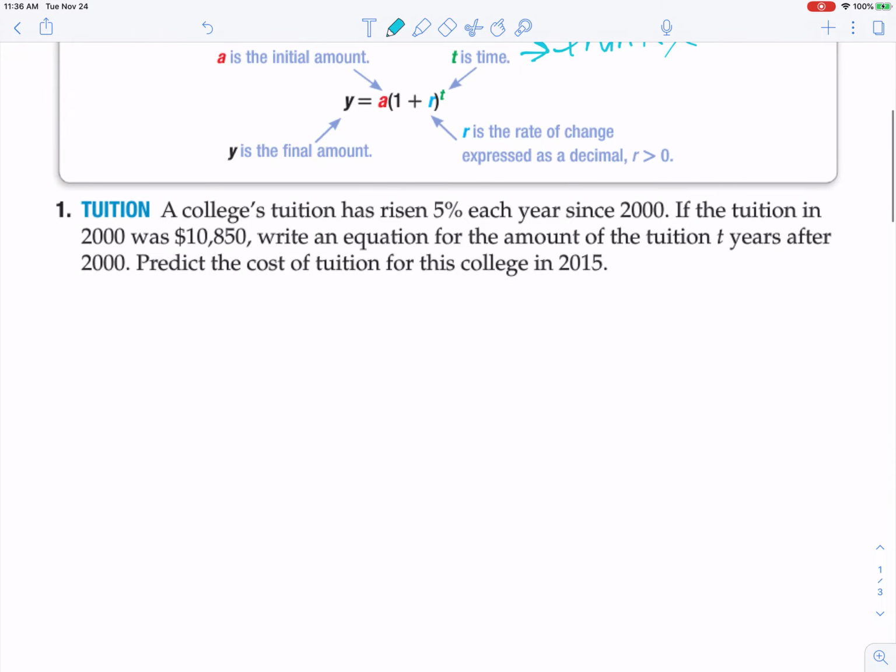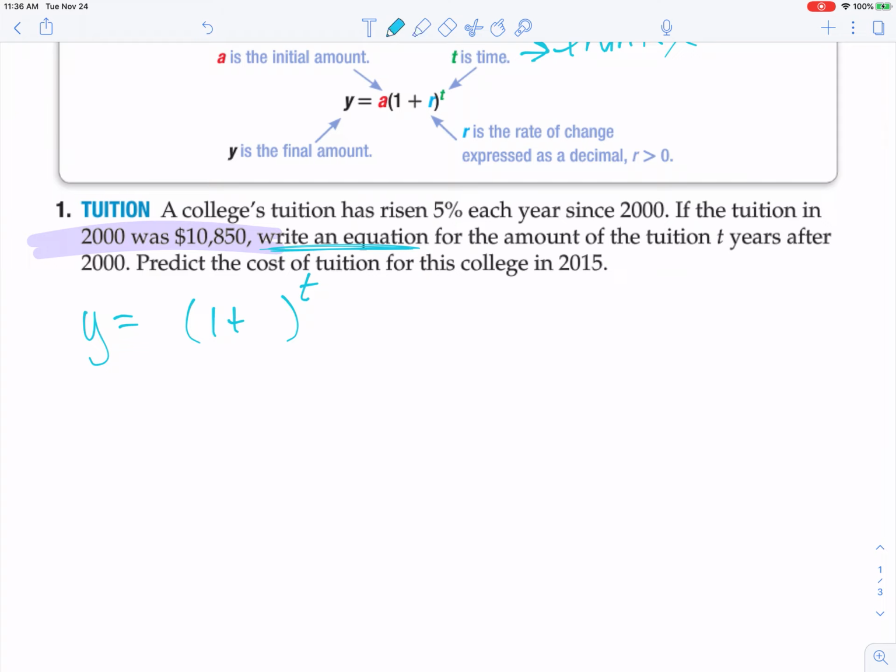So, number one, a college's tuition has risen 5% each year since the year 2000. In the year 2000, that tuition was $10,850. Write an equation, then predict the cost. So, the first directions say write an equation. Again, if my final equation is always going to have x and y, or in this case t and y, really all I have to fill in are a and r. A is the initial amount. Well, how much did we start with? It tells you right here.